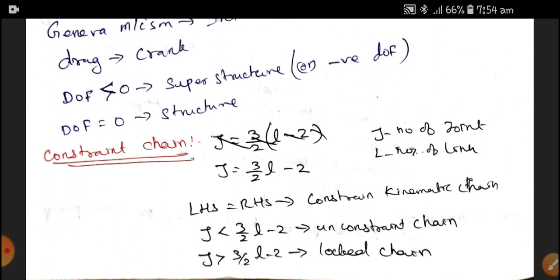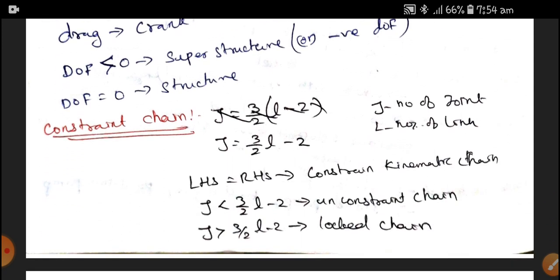Next one is the constrained chain. For the constrained chain, there are three types. One is the constrained kinematic chain, another one is the unconstrained kinematic chain, and the third and last one is the locked kinematic chain. These three chains are connected by means of a single equation, that is, J is equal to 3 by 2 L minus 2. This is nothing but the Kutzbach equation, derived from the Kutzbach equation. Therefore J is equal to 3 by 2 L minus 2.